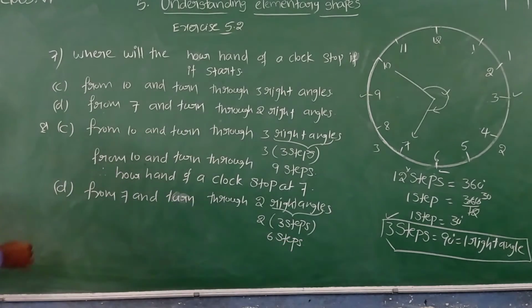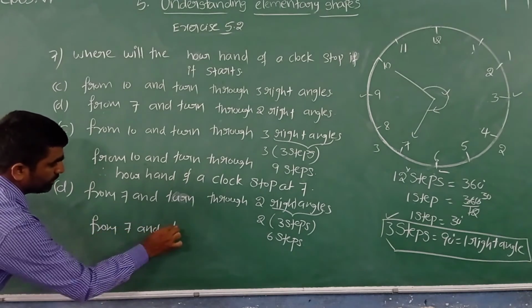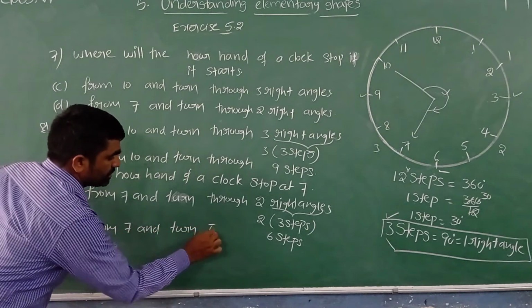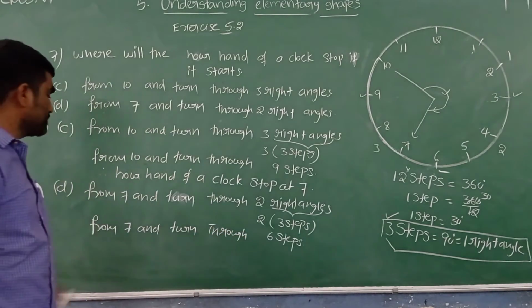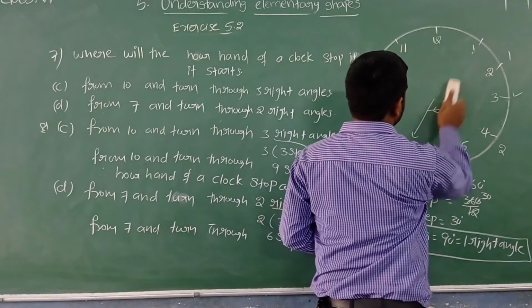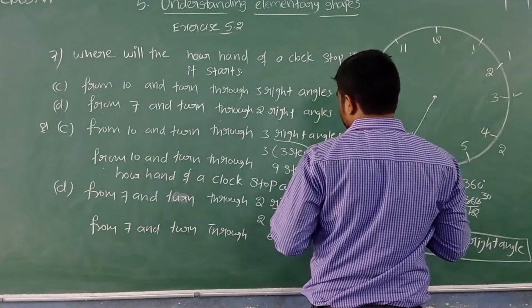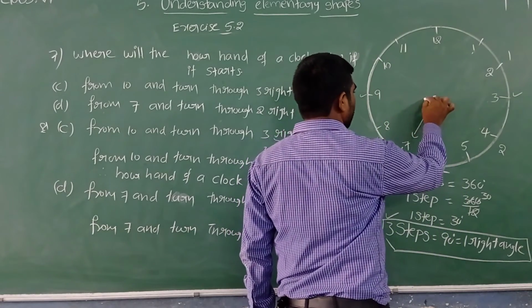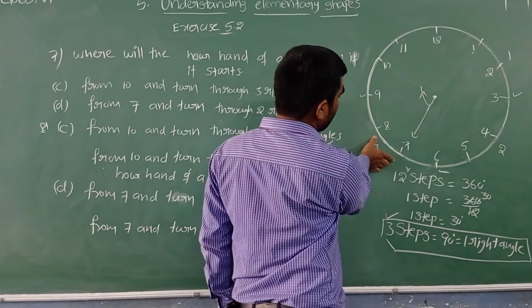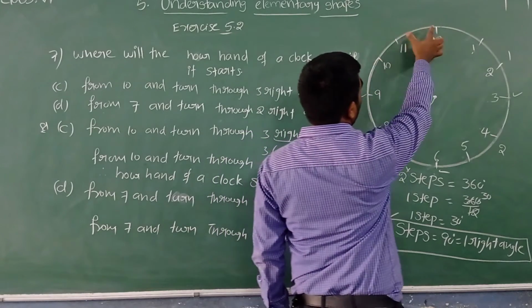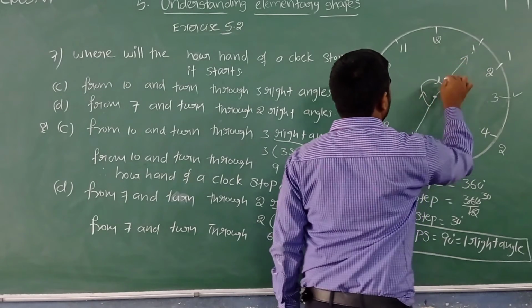So we have to start from 7 and turn through how many steps? We turn through 6 steps in the clockwise direction. Yes, now let's start from 7 and turn 6 steps clockwise. Clockwise direction is like this. We need to turn 6 steps. Let us count once. 1, 2, 3, 4, 5, 6. So we have to stop at 1.